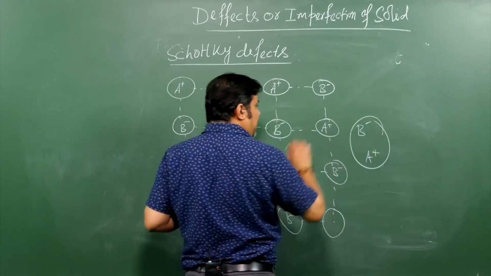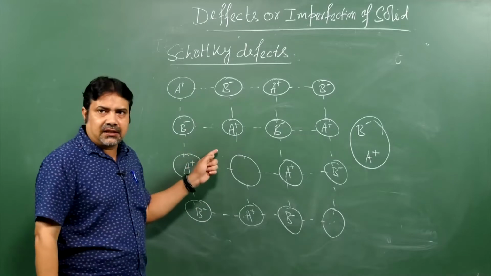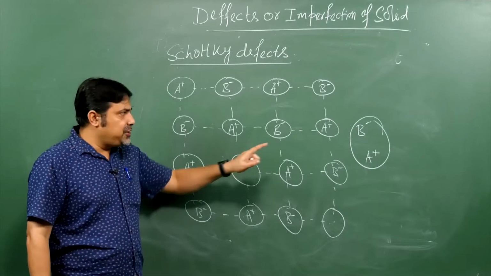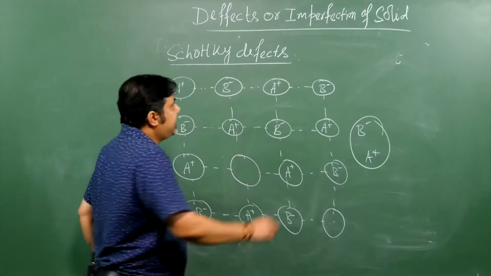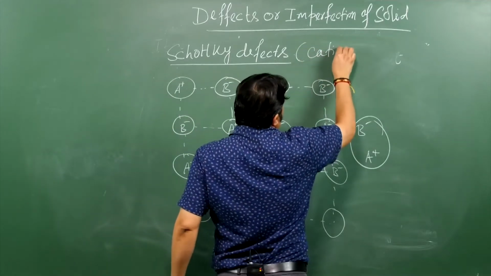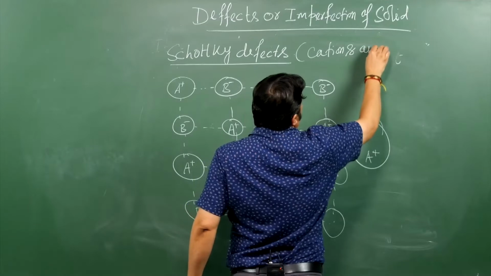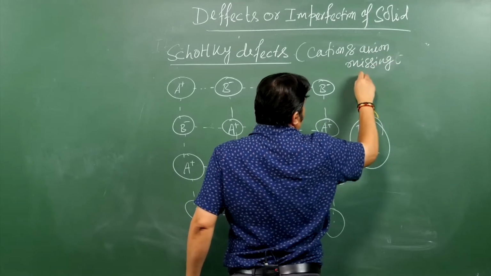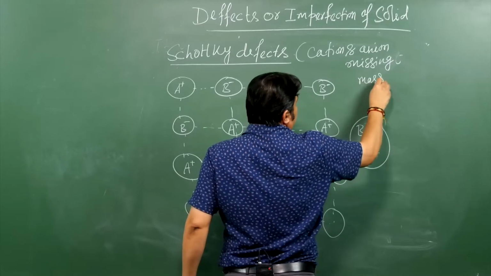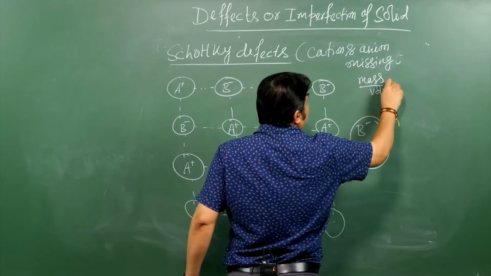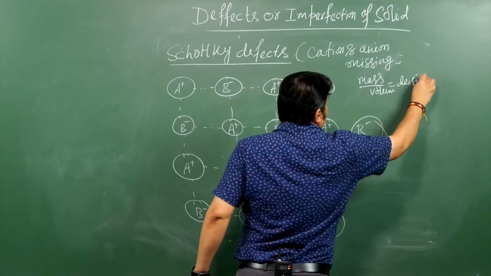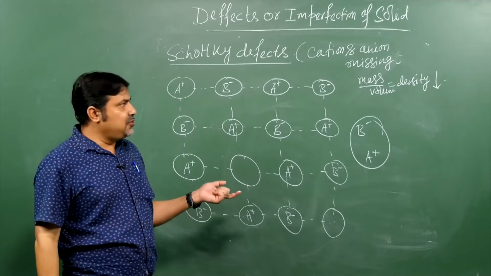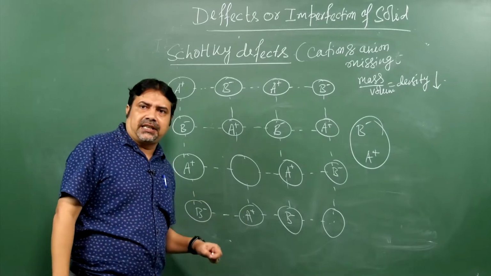So in the Schottky defect, from the lattice structure, from particular positions, one cation and one anion will be missing. Because of this cation and anion missing, mass per unit volume, which is nothing but density, will decrease, because one cation and one anion are missing.